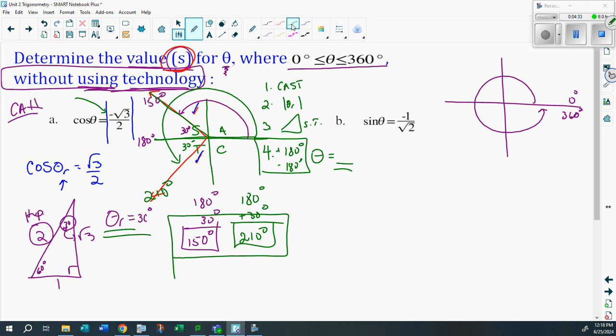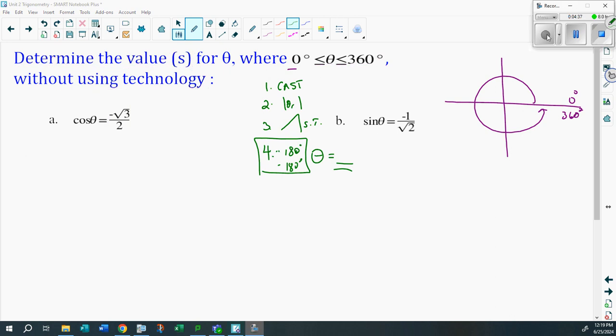Watch, I'll do it again for this one over here. Okay, let me clean this up. Okay, you ready? Let's do it for this B. Watch this. Super simple. Again, it's got a sign here, so obviously we have to use the CAST rule again. Look, add sugar to coffee. Where is sine negative? Sine is negative here and here. That's why, again, you're going to find two angles. You with me? Perfect. That's this.